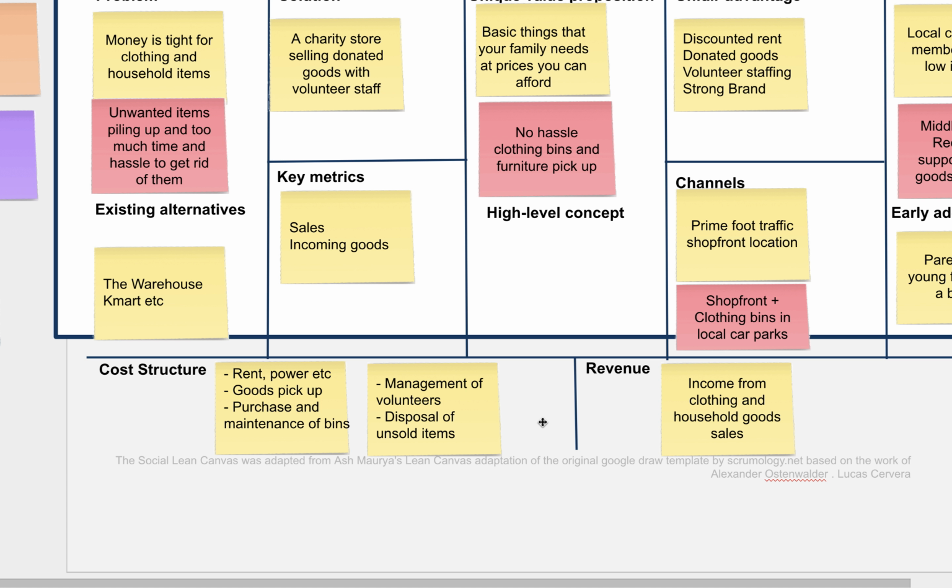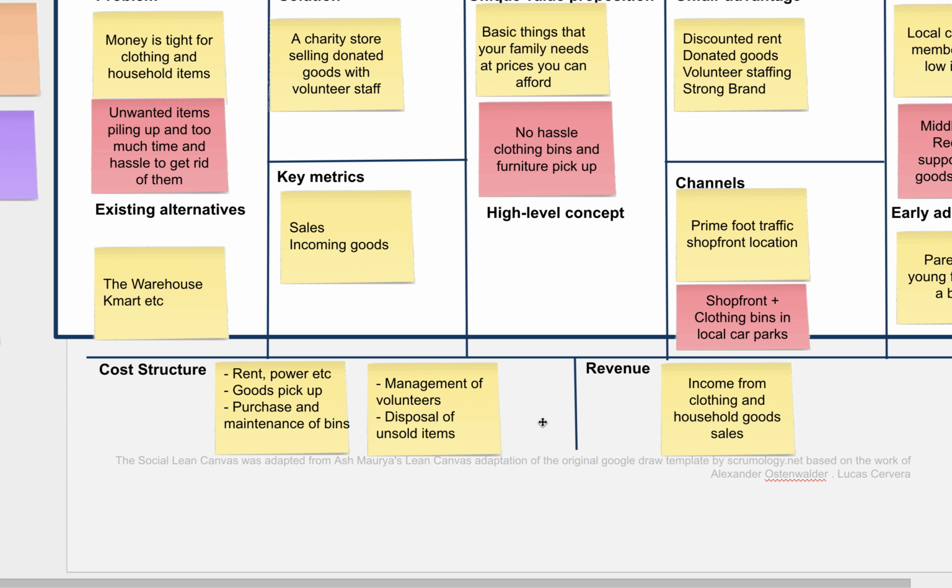Cost structure, so you've got your standard rent, power, your standard operating costs for a shop. You've got to pay to pick up the goods and empty the clothing bins. You've got to purchase and maintain those bins. There's the management of the volunteers. So somebody in the system will be getting paid to manage the volunteers and to take some overall responsibility.